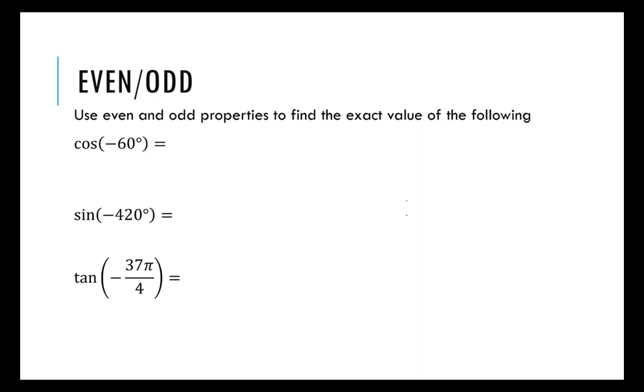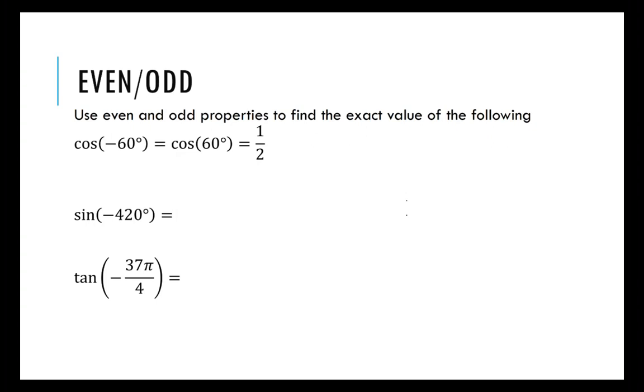If I have cosine of negative 60, the fact that cosine is an even function means that this is really the exact same thing as cosine of 60 degrees. Then we just have to evaluate cosine of 60 degrees, which is 1/2. There we are. Well, sine of negative 420 degrees, sine is an odd function.